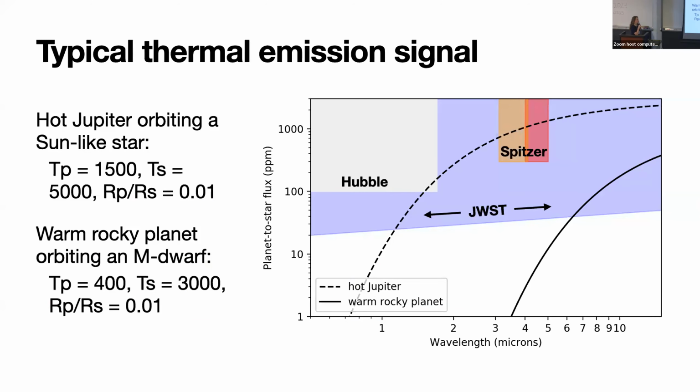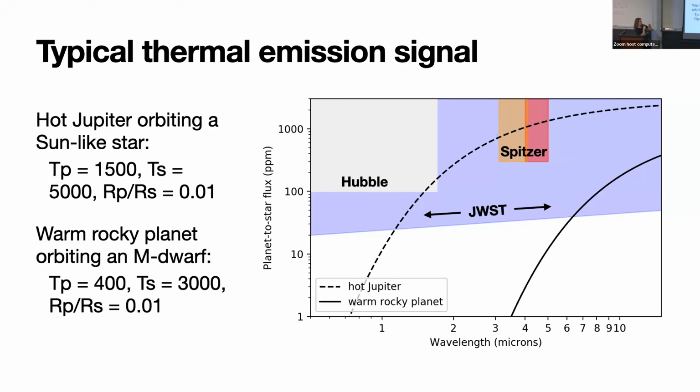Here's a rough schematic showing the sensitivity of these different facilities to different types of thermal emission spectra. So I'm showing here the predicted planet-to-star flux ratio versus wavelength for two typical cases. So one of them is a typical hot Jupiter with a temperature of about 1500 Kelvin, orbiting a sun-like star. That's shown with the dashed line. And the solid line is a warm rocky planet. So this is about 400 Kelvin orbiting an M dwarf.